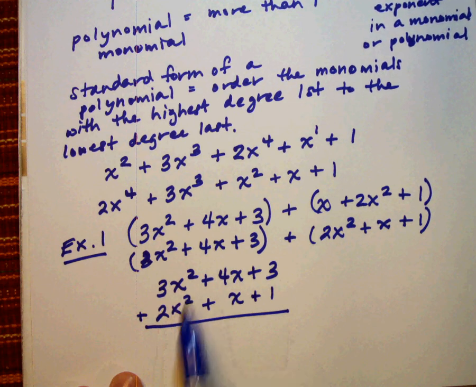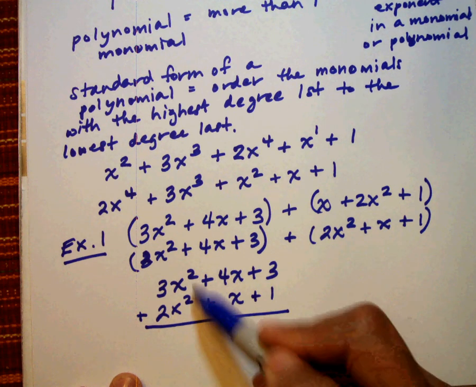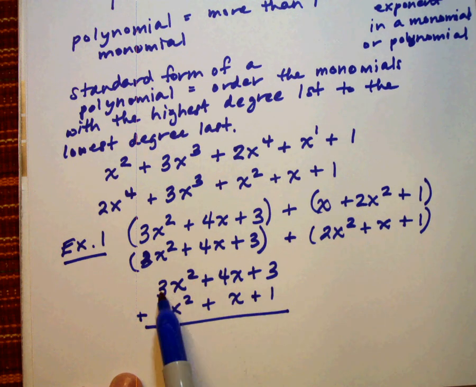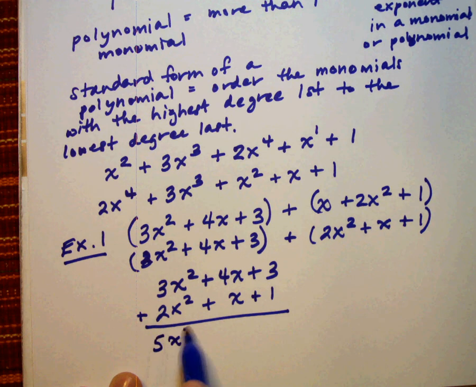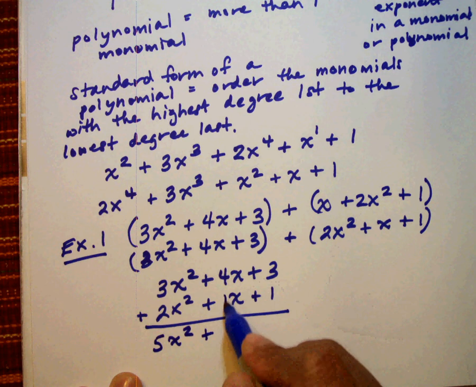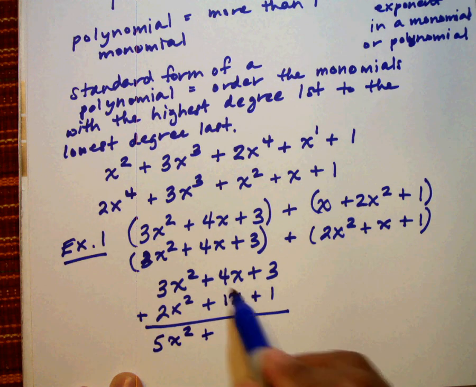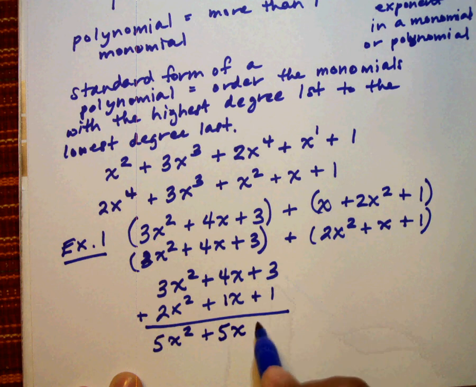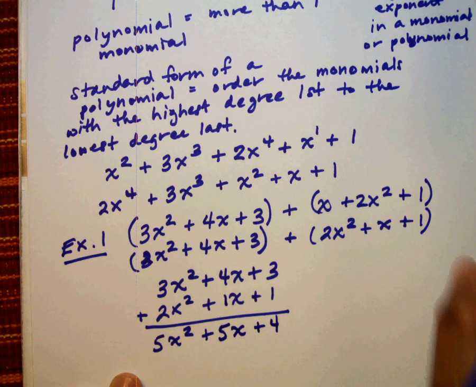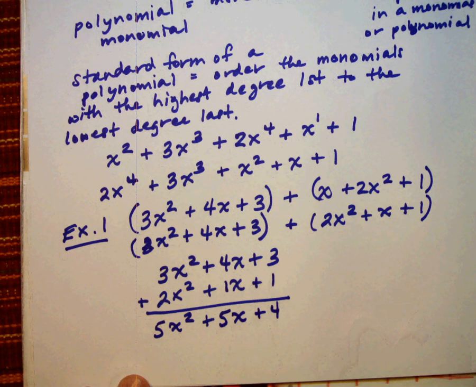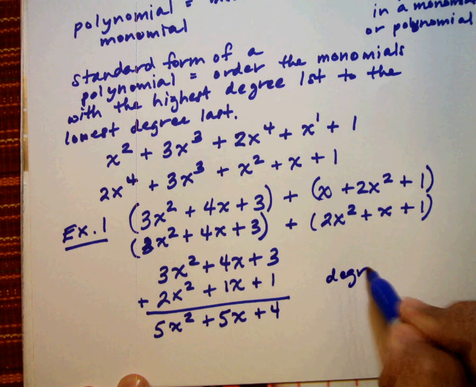Now all I have to do is add the coefficients, that means the number next to the variable, and keep the variable as is. And I'm not adding the exponents, because these have to be like terms. I'm adding like terms together. So 3 plus 2 is 5x squared, plus, now here if I just have x, this is an imaginary 1. So this is 4x plus 1x, that's 5x, and 3 plus 1 is 4.